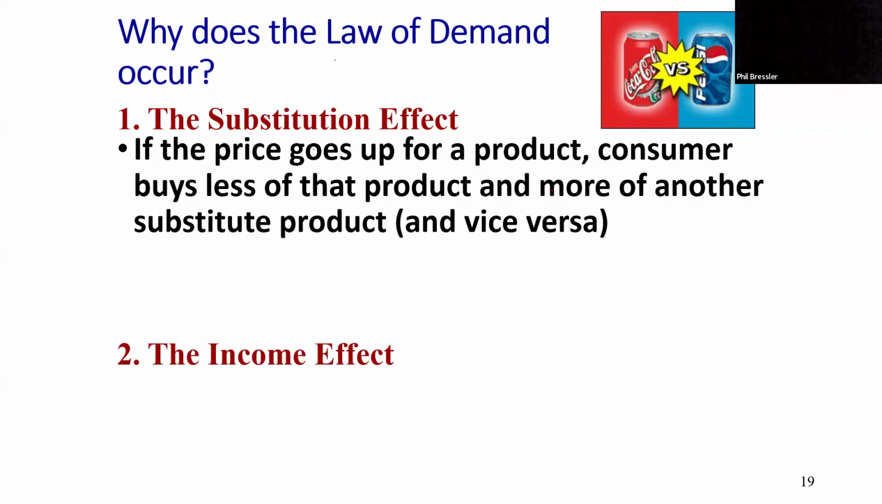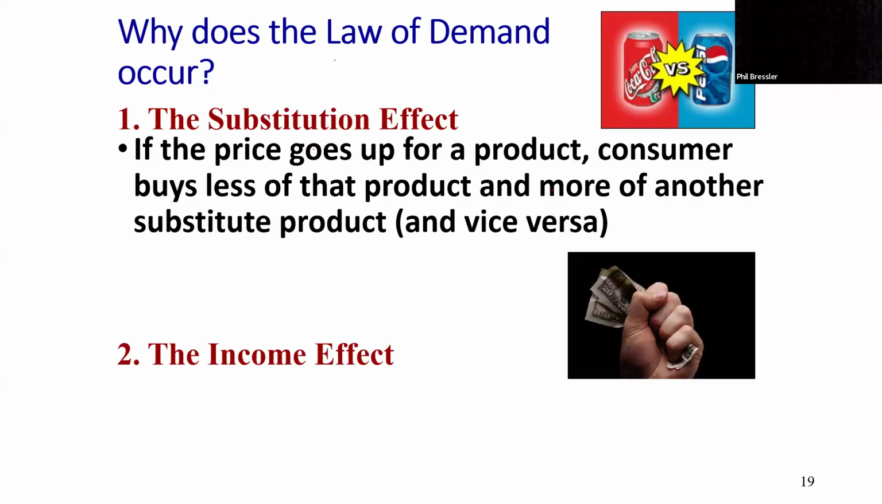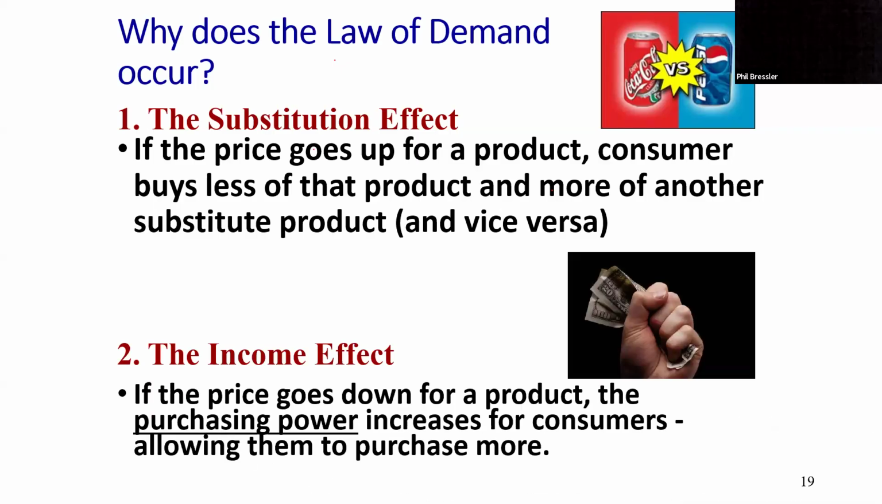Now, if we do it the other way, at $1, I could buy 10 cans. At 50 cents, I could buy 20. So the income effect is, if the price goes down for a product, the purchasing power increases, allowing them to purchase more. With the 50 cents, I could purchase 20. Obviously, it goes the other way too. If the price goes up, my purchasing power goes down. Again, the reason I think guys get confused here is it really isn't about income, it's about purchasing power. And by the way, if you have a unit test, like we're going to have on supply and demand, one of these 3 is always asked.